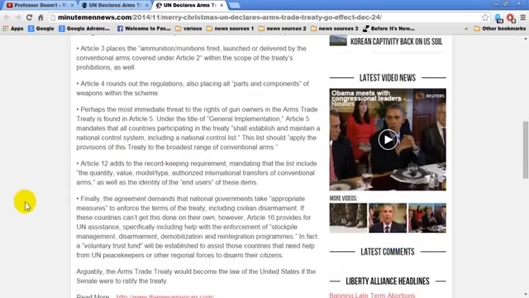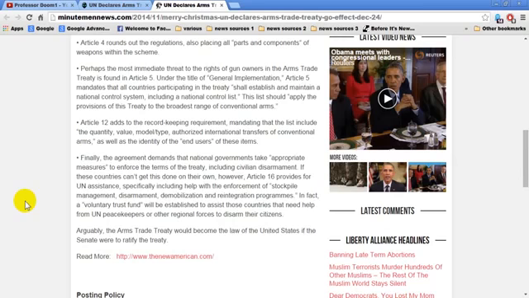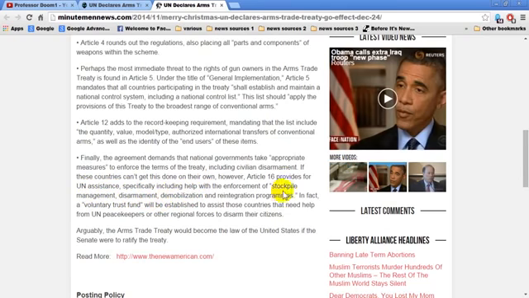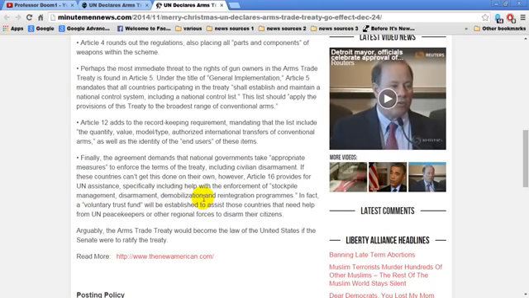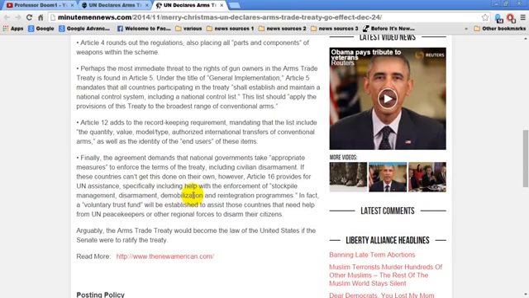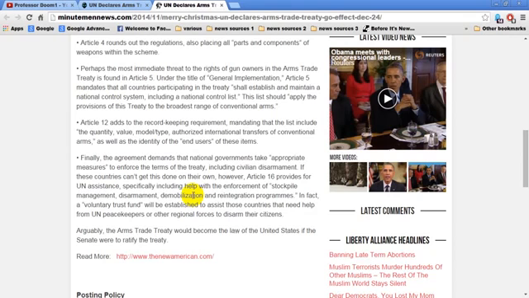Now, it does go on to state here that if a country, such as the United States, decides that they need help, if these countries can't get this done on their own, however, Article 16 provides for UN assistance, specifically including help with enforcement of stockpile management, disarmament, demobilization. Yes, disarmament, demobilization, and reintegration officer. That was the position that the United Nations was hiring for out of their New York location. In fact, a voluntary trust fund will be established to assist those countries that need help with UN peacekeepers or other regional forces to disarm their citizens.